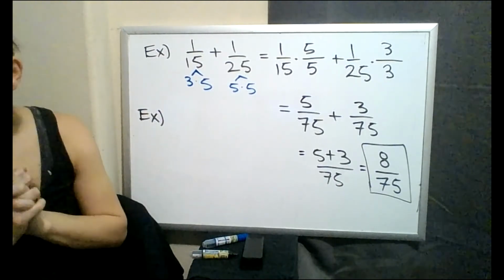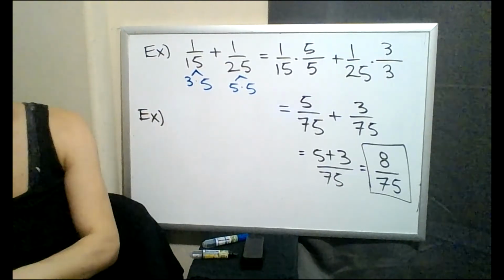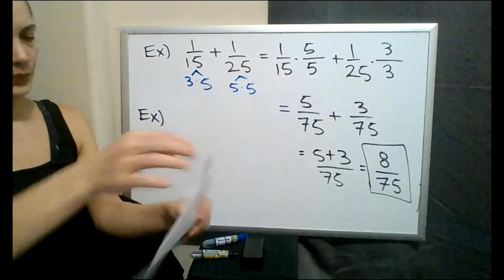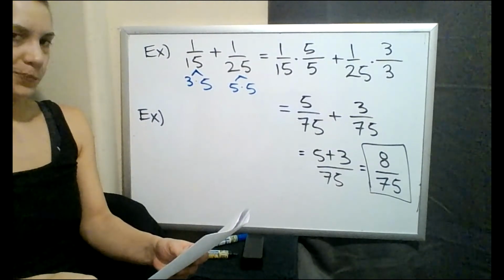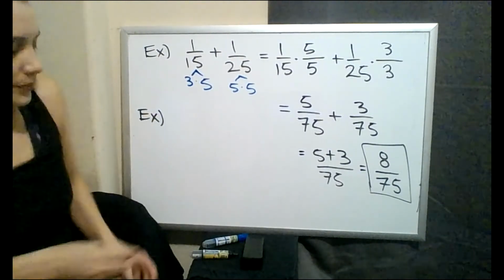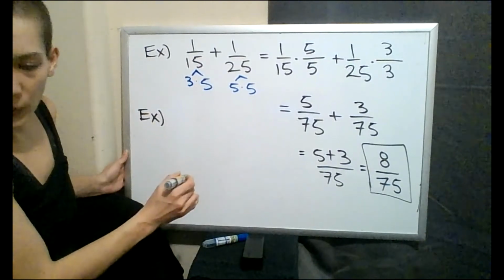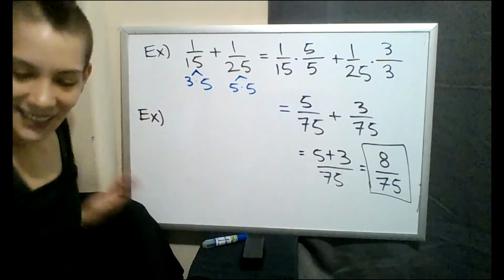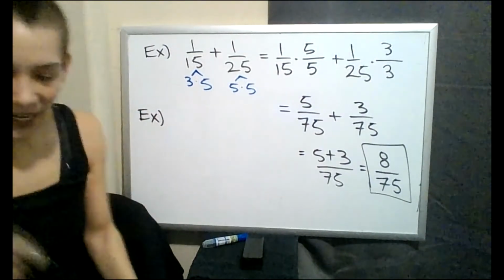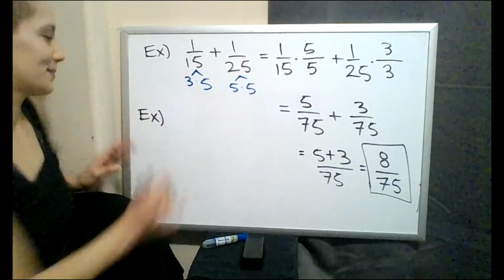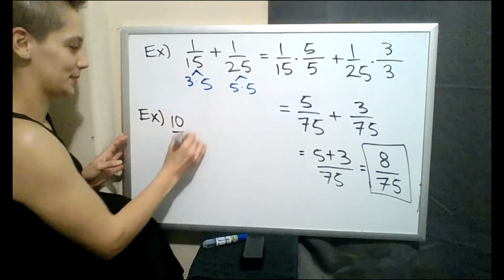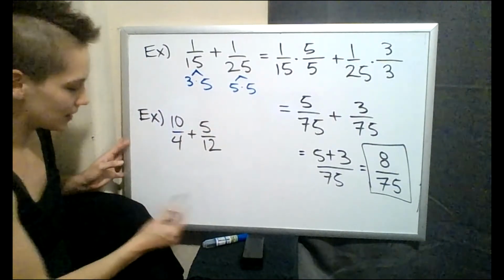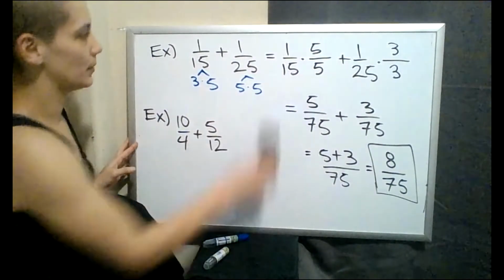Next, we will take 1/15 and add 1/25. Oh, we just did it. Okay, cool. So we're at 10/4 plus 5/12. Let's find the LCD somewhere on the side.